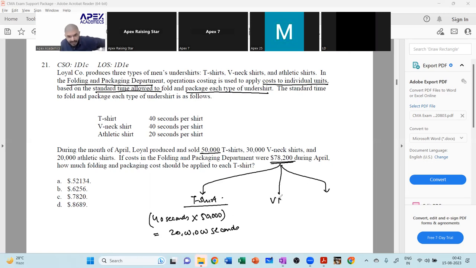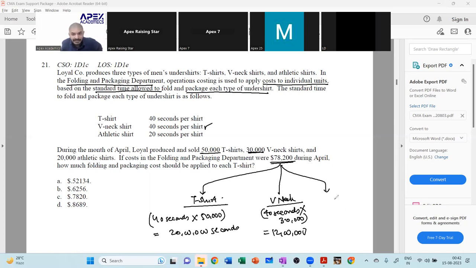Then I go to V-neck. V-neck takes me another 40 seconds to fold. And how many such V-necks I have? 30,000, boss. Yes or no? So 40 multiplied by 30,000. 12 lakh seconds worth of work.